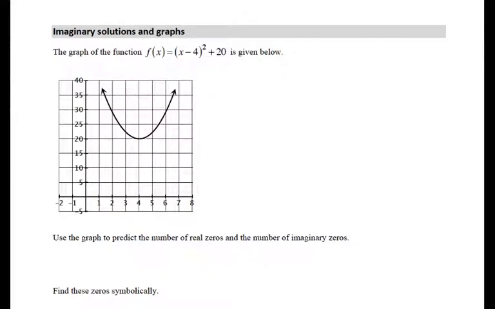So using this information, I can now look at a graph that represents a function. And we're asked to use the graph to predict the number of real zeros and the number of imaginary zeros. Remember that the real zeros are the same as the x-intercepts. So we can just glance at the graph and see how many x-intercepts it has. In this case, the x-axis is down here and the graph is entirely above it, so we can see that there are none. Which means that all of our zeros are imaginary.